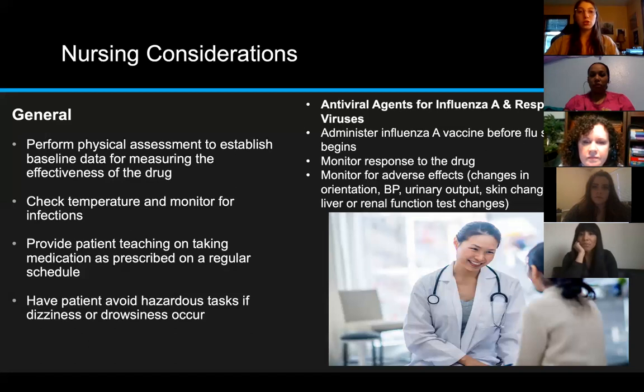And then, getting into antiviral agents for patients taking it for influenza A or respiratory viruses, some considerations are you're going to want to have your patient taking this medication at least 2 days after symptoms occur. And if you are administering the vaccination for influenza A, do it before flu season starts. Also monitor the response to the drug. Again, this goes back to taking those baseline physical assessments and monitoring for adverse effects, including changes in your client's blood pressure, urinary output, or skin changes.